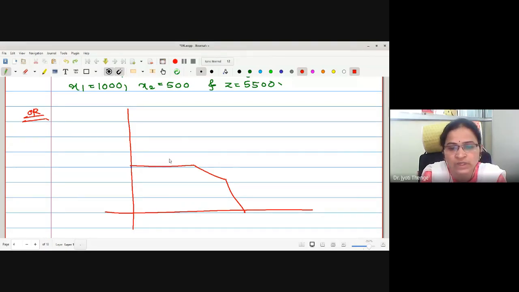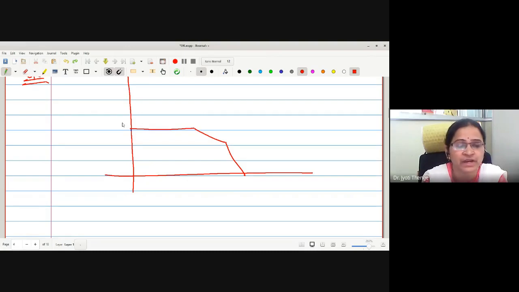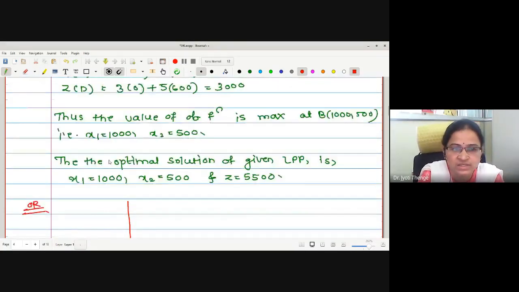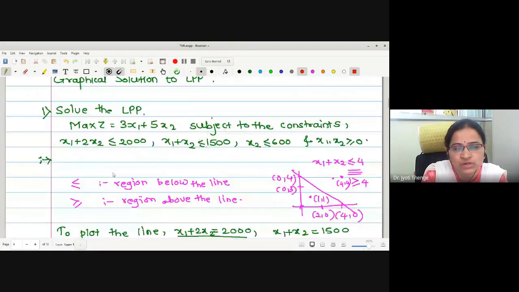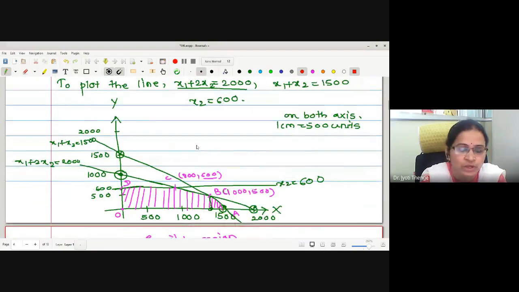Now, instead of going directly by finding the value of z at the extreme points, we will go for finding the objective function line. Here first we will find out the objective function line at z equal to 0. What will happen if I find z equal to 0? It means 3x1 plus 5x2 is equal to 0. How can I plot 3x1 plus 5x2 equal to 0?